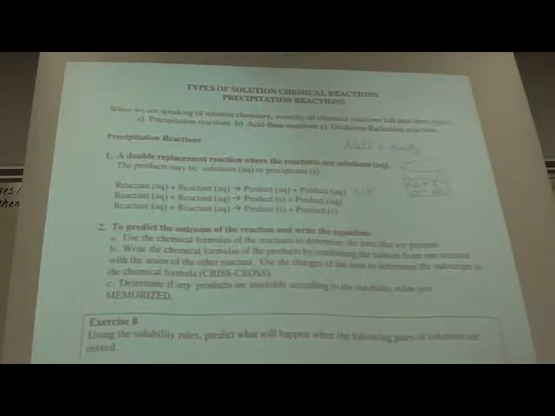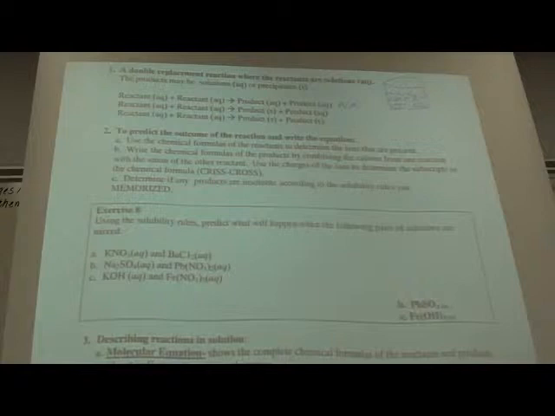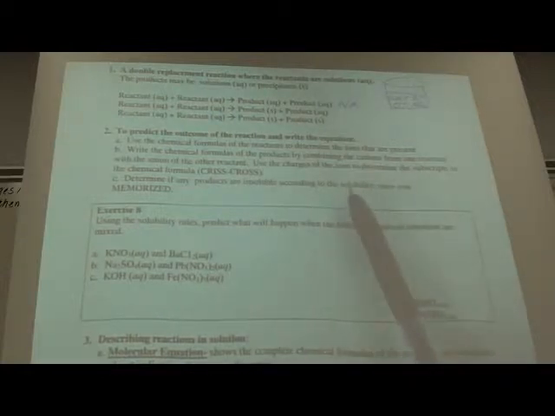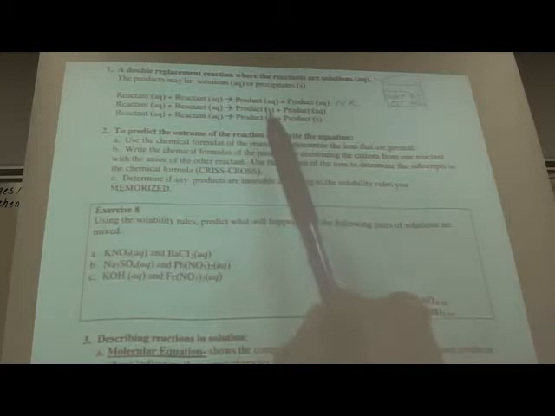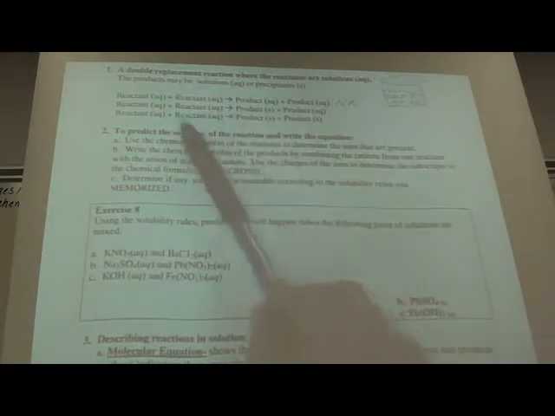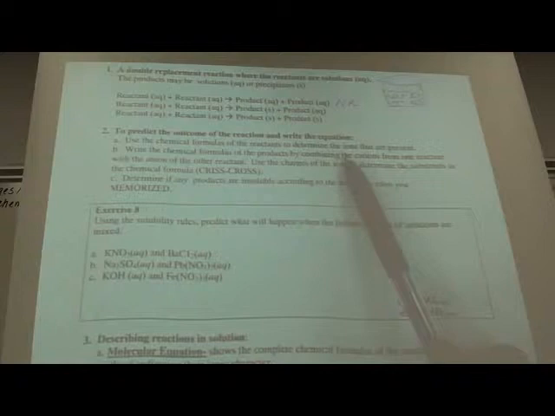Okay, so very nicely for you, the rest of this page is just a rehash of what we've done in the net ionic lab. To predict the outcome, to see which one of these scenarios you have when you mix the reactants, you have to determine the ions. You have to write a proper formula, crisscross, and then you have to decide whether or not you have a precipitate formed or not.